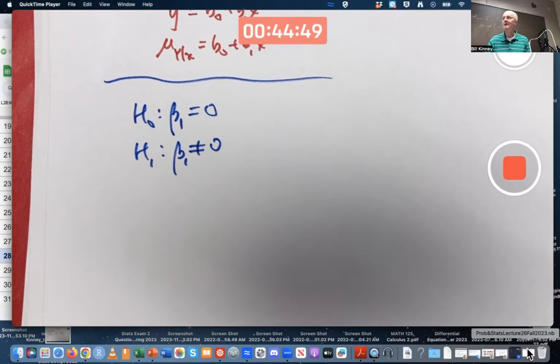Notice it's two-tailed, because we're just interested in whether the slope is 0 or not. And we're hoping, if we like to do regression, we're hoping to reject the null hypothesis here.